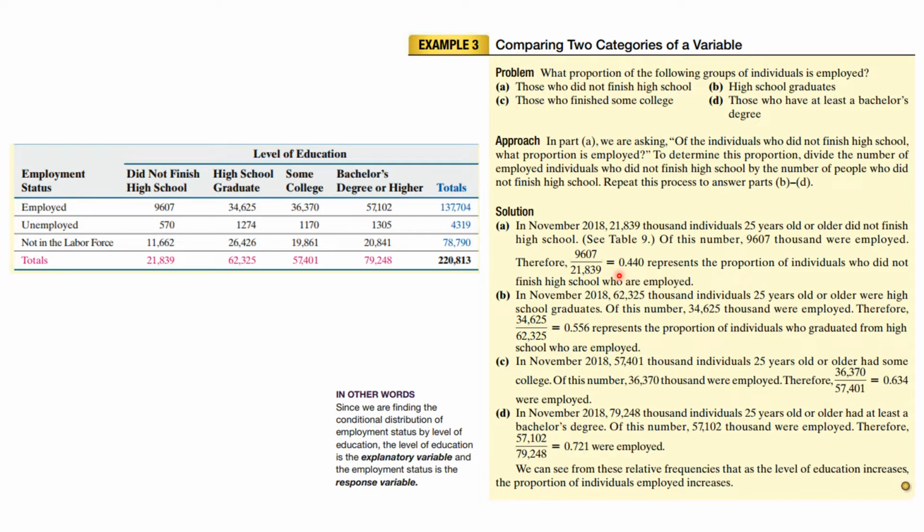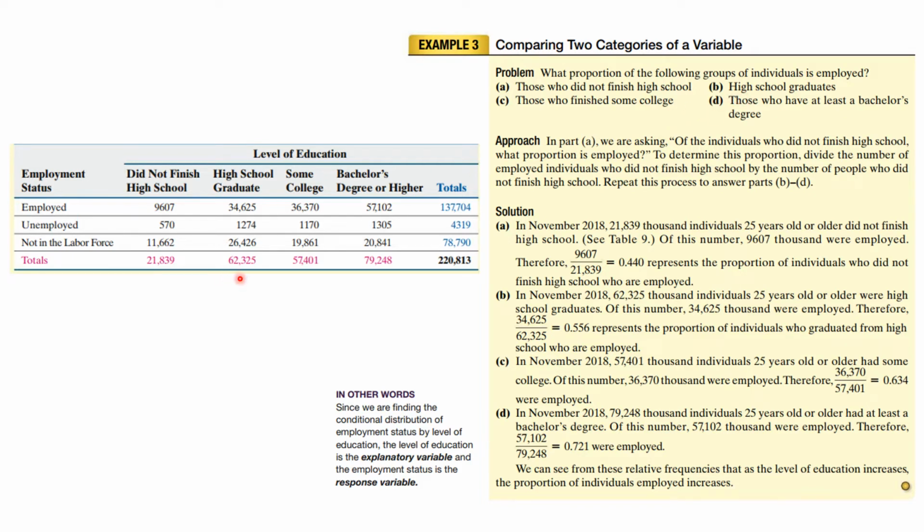But then we also can say that of those, 9,607 are employed. So that's the portion of the individuals who did not finish high school who are employed. So you see, we answered this question. We can say what proportion are employed? Those who were high school graduates.